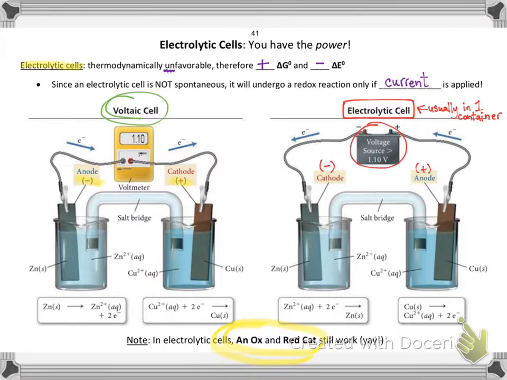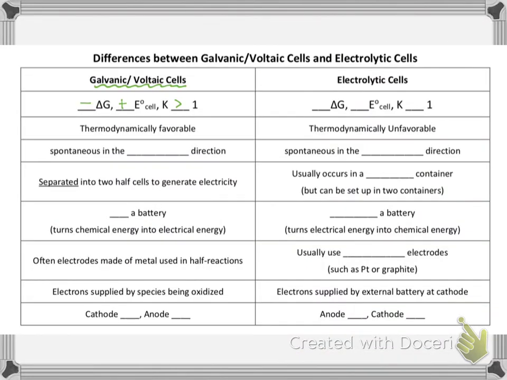Okay, let's actually look at a table that summarizes the similarities and differences between the spontaneous and non-spontaneous electrochemical cells. Well, we know that our galvanic cells are thermodynamically favorable, so they have a negative delta G, positive E cell, and a K greater than 1. Electrolytic cells are the opposite of that. So they have a positive Gibbs free energy, a negative cell potential, and a K less than 1. Now, galvanic cells, of course, are spontaneous in the forward direction. The electrolytic cells are actually spontaneous in the reverse direction.